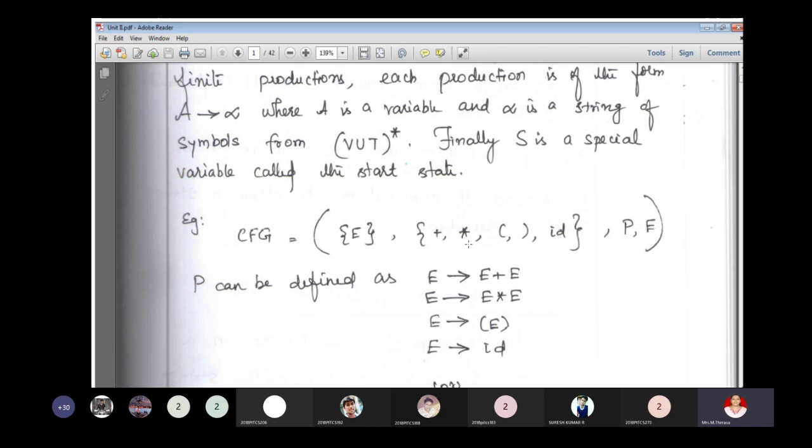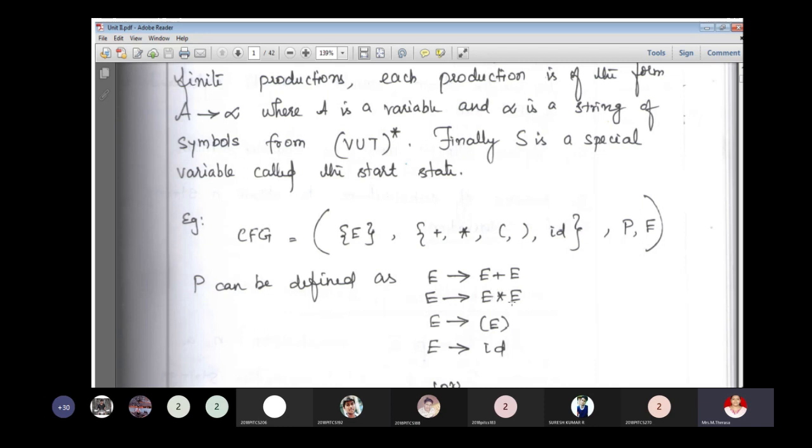So what does the grammar represent? This grammar represents the expression grammar. That is why it is represented with a capital letter E. So E tends to E plus E. What does it represent? An expression can be an expression with a plus symbol followed by another expression, or an expression may start with an expression then followed by the star. Star is multiplication. We're talking about mathematical expressions.